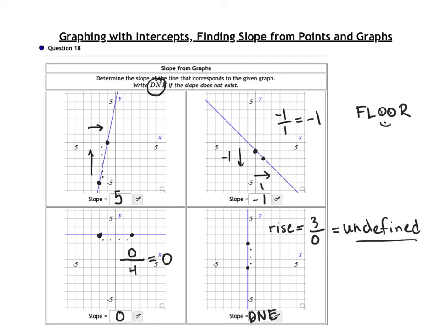Last thing I want to point out here, 0 is a slope. So if you're thinking no slope, that's wrong. 0 is a slope. A vertical line, though, does not have a slope. So if you say no slope, I'm going to assume you mean vertical line because a vertical line does not have a slope. It does not exist. Undefined is the mathematical term there, though.